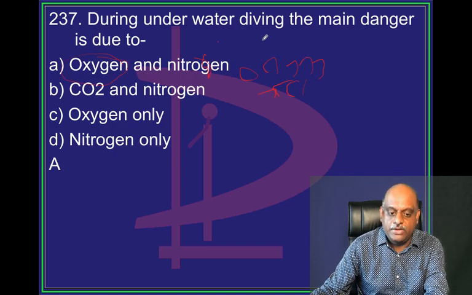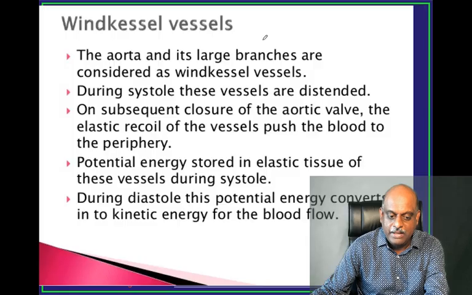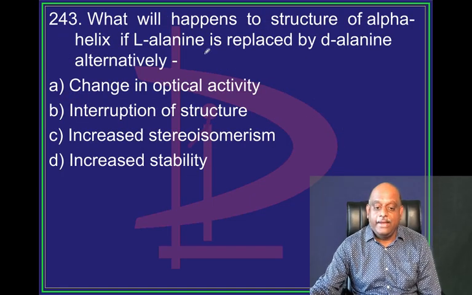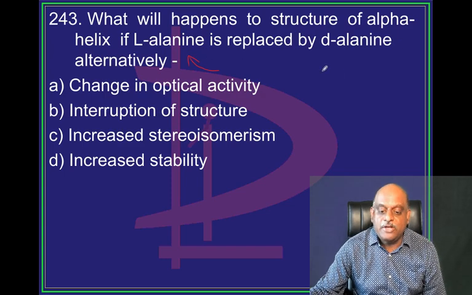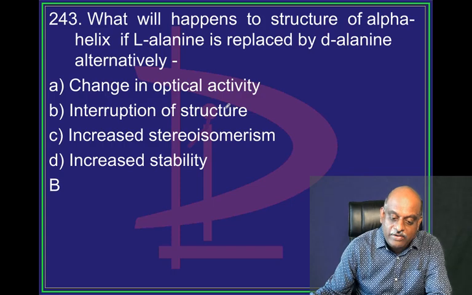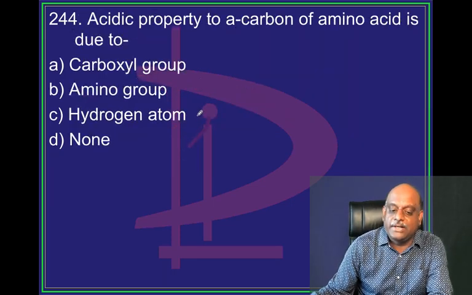Oxygen and nitrogen, right? Now let's go to the next question. L-alanine is replaced by D-alanine. What will happen? That will interrupt the entire structure.